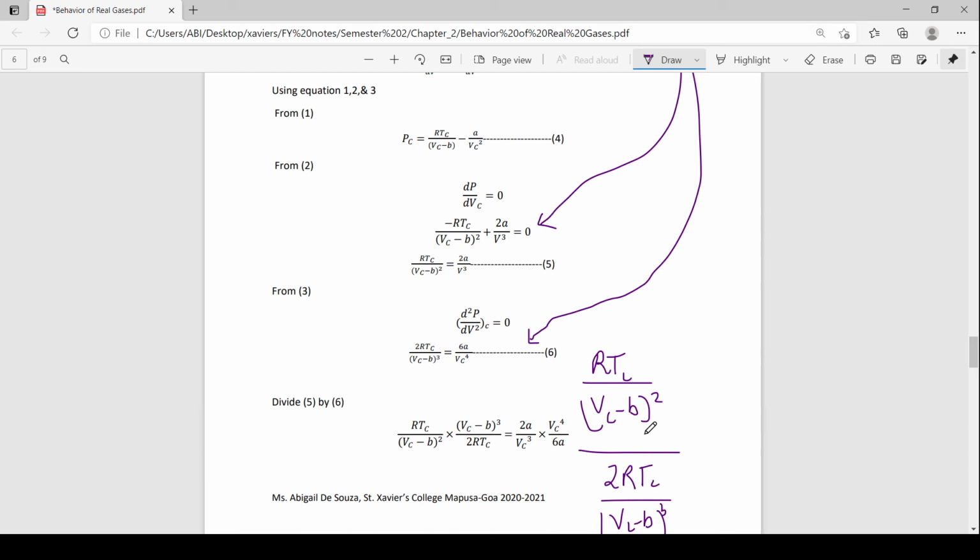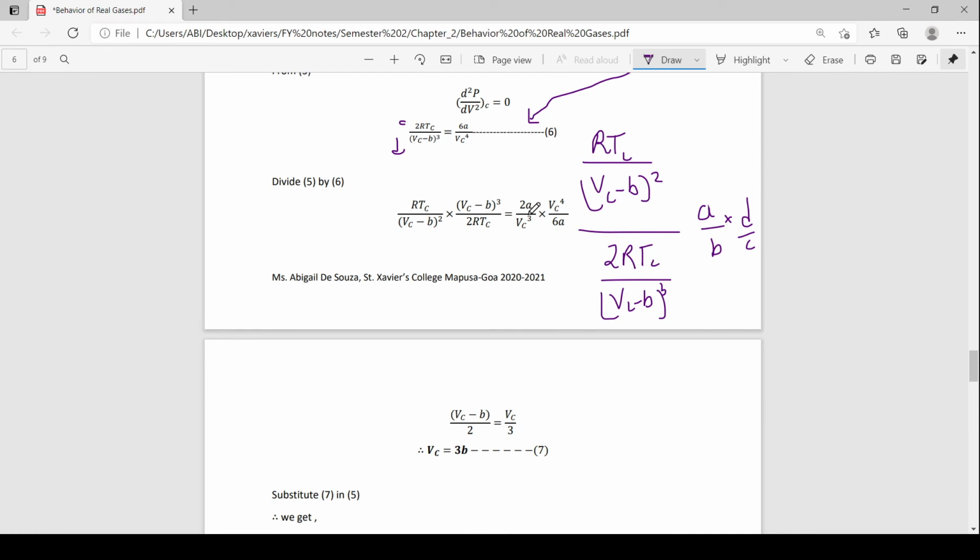This is of the form a upon b upon c upon d, so it can be written as a upon b into d upon c. That is what is done here. So we have taken a upon b into d upon c. Similarly on the right hand side, a upon b into d upon c. This is like my a, this is like my b, this is like my c, this is like my d. So (Vc minus b) the whole cube upon 2RTc. Similarly 2a upon Vc square into Vc raised to 4 upon 6a.